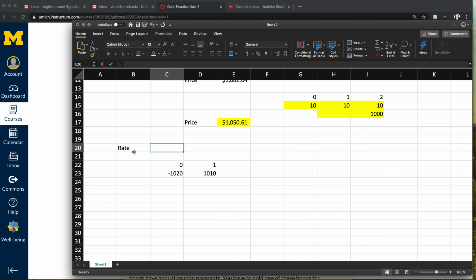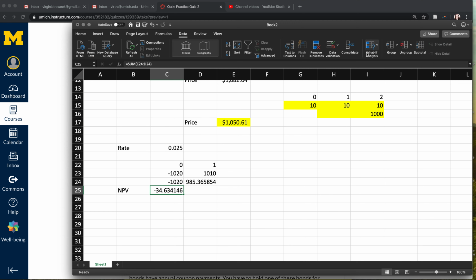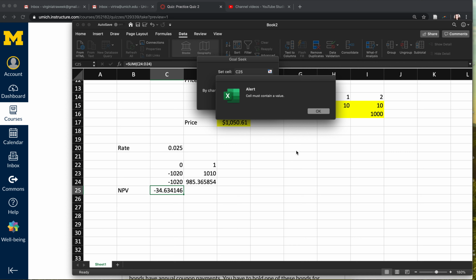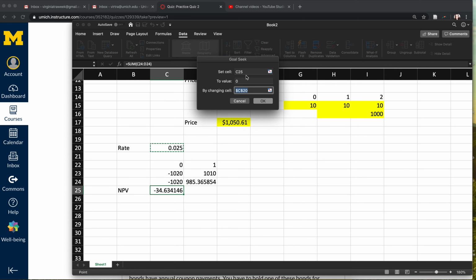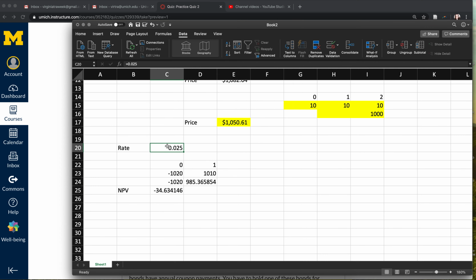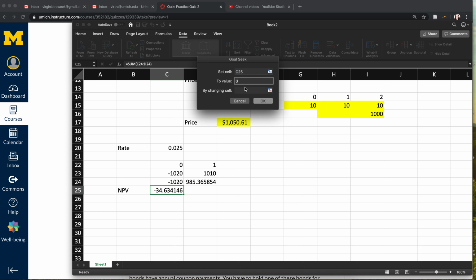I'm going to guess at an interest rate, and I'm going to take the PV. The NPV is this. I'm going to use GoalSeek to set this value equal to 0 by changing the interest rate. Whoops. The cell must contain a value. Oh, it's because I didn't put this in, 0.025. You have to actually hard code it. If it's a formula, it won't work. Do that again.